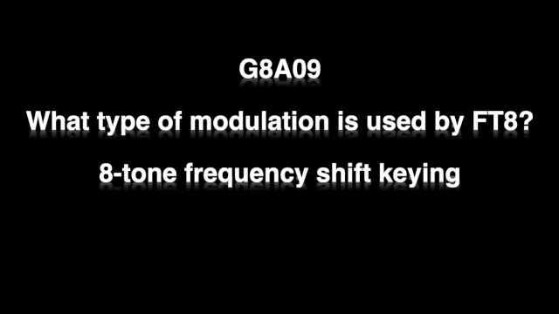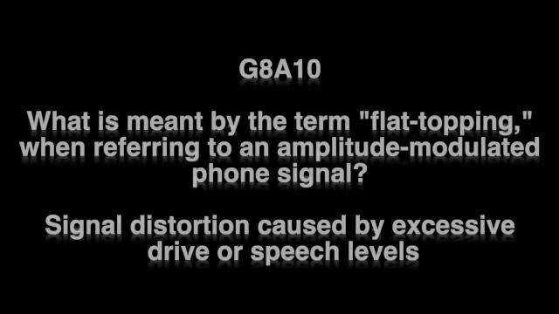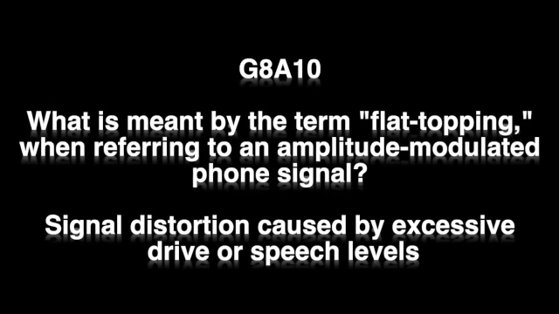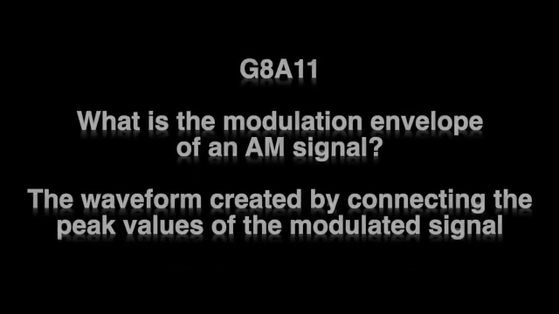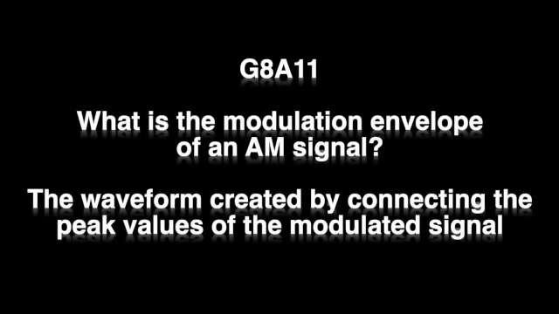G8A09. What type of modulation is used by FT8? 8-tone frequency shift keying. G8A10. What is meant by the term flat topping when referring to an amplitude modulated phone signal? Signal distortion caused by excessive drive or speech levels. G8A11. What is the modulation envelope of an AM signal? The waveform created by connecting the peak values of the modulated signal.